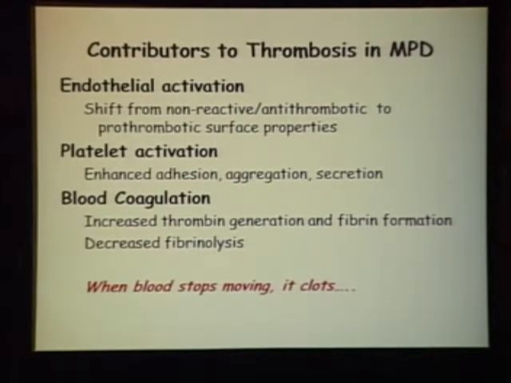So the contributors, just to recap this, to thrombosis in myeloproliferative diseases include the activation of the endothelium and the shift in the properties of the vessel wall itself to favor clotting, the activation of platelets and all of their functions to favor clotting, the blood coagulation process itself with increase in the generation of thrombin, the key enzyme in clotting, and fibrin, the protein that you saw in the green strands in those last diagrams. And again, when the blood stops moving, it is going to clot rather quickly.